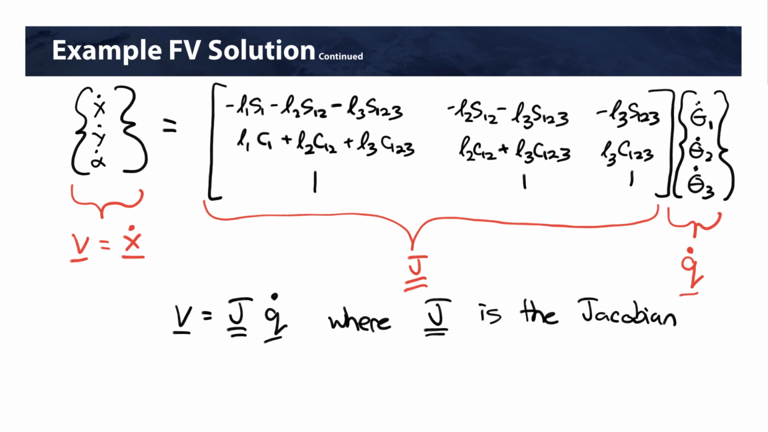If you look at the formulation for J, you'll see that each column is just the partial derivative of our x vector with respect to that joint value, or joint variable, I should say. This Jacobian plays an important role in robotics, and you'll see how it's used in subsequent videos.